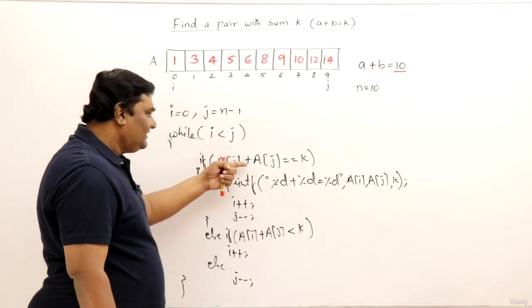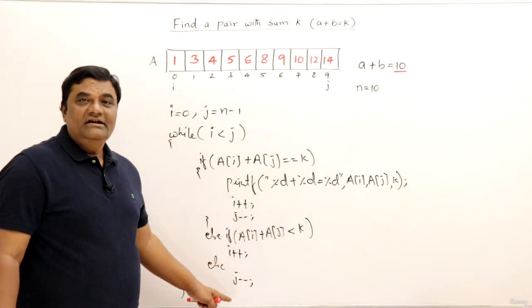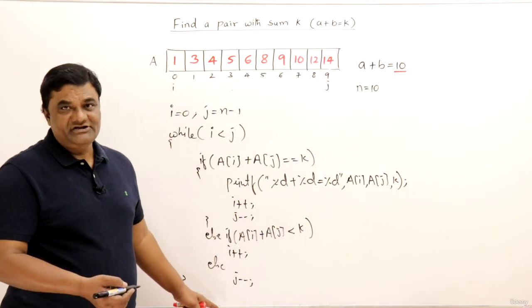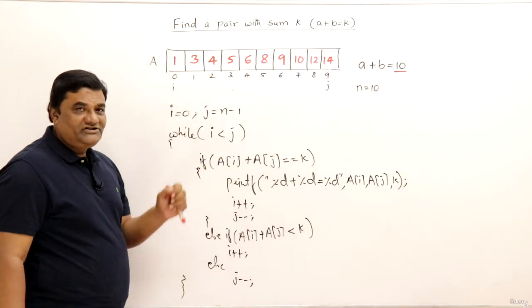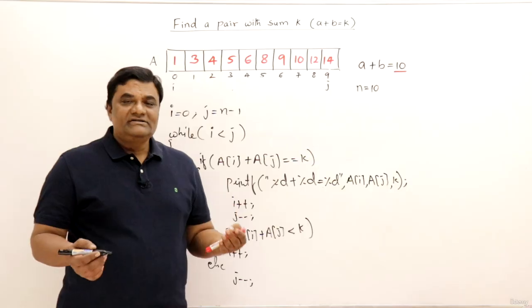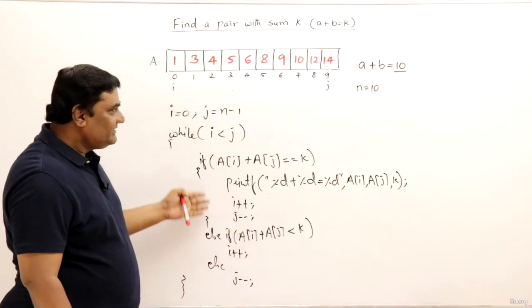See, if they are equal, do this. If it is less, then increment i. If it is greater, then decrement j. So this loop will continue as long as i is less than j, and it will stop once i is equal to j. So this is the procedure.